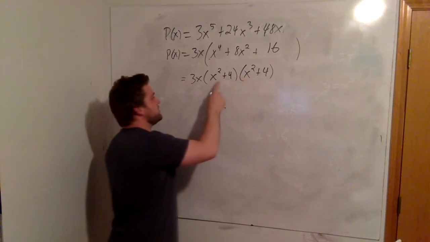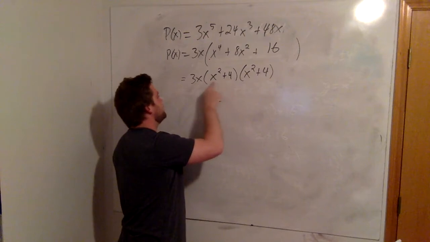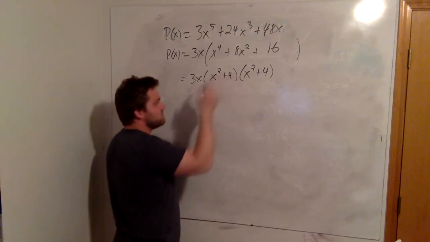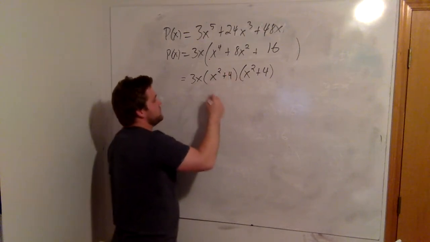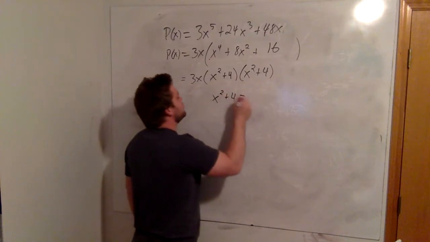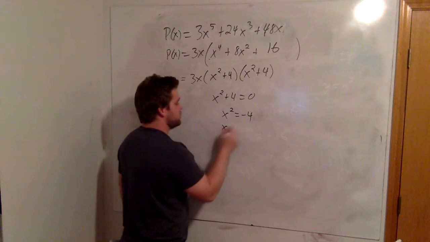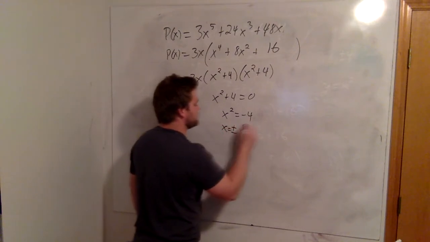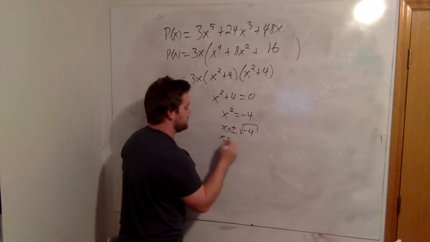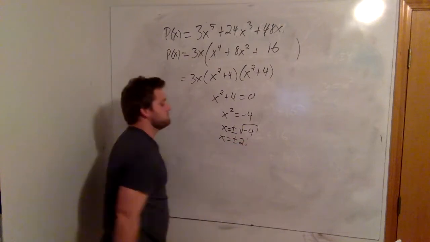Okay, so what I want to do is, again, you could use the quadratic formula here to figure out what the roots are going to be, but I'm just going to go ahead and figure out when x squared plus 4 equals 0. If I subtract 4 from both sides and take the square root, I'll get plus or minus the square root of negative 4, so x will be equal to plus or minus what? 2i.